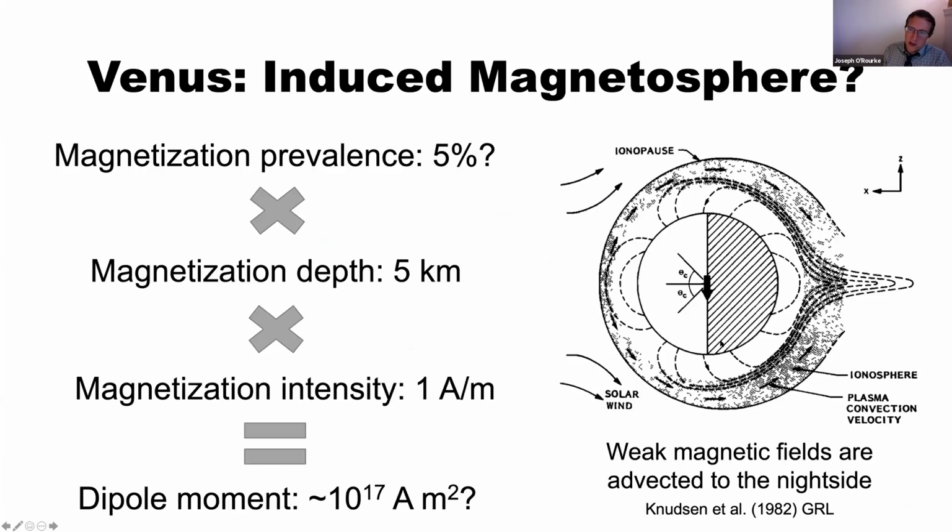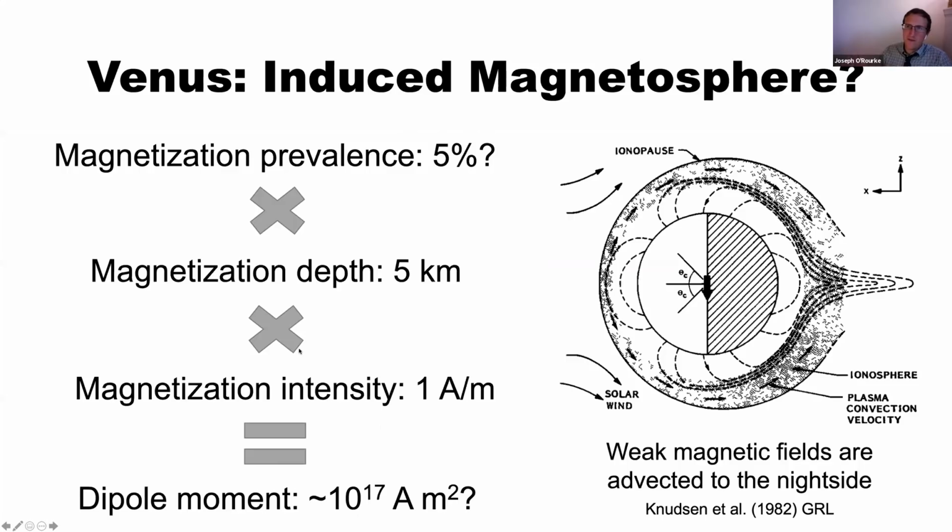Shanfei Dong. So I mentioned that the upper limit for the magnetic field of Venus is about 100,000th the magnetic field of Earth. And if you convert that into units called a magnetic dipole moment, that upper limit is about 10 to the 17 amps per meter squared. Okay, well, those probably aren't units you're used to working with, but it's the units you get if you assume that about 5% of the crust of Venus is magnetized with a magnetization intensity of about 1 amp per meter.